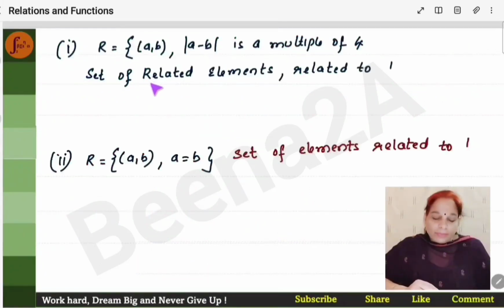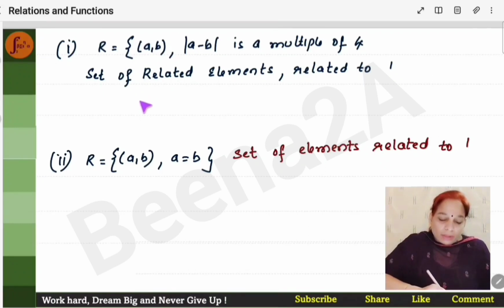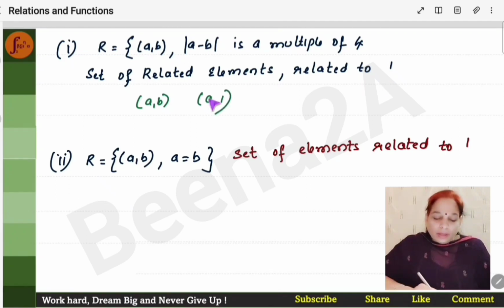For the first case, we'll have to find the related elements which are related to 1. Right? Now, what is the relation for the first case? A minus B should be a multiple of 4. Right? This is the relation. So now, when you say the element should be related to 1, means one of the elements, right? You have A comma B, right? One of the elements should be 1, right? That's when you say that these two elements are related.